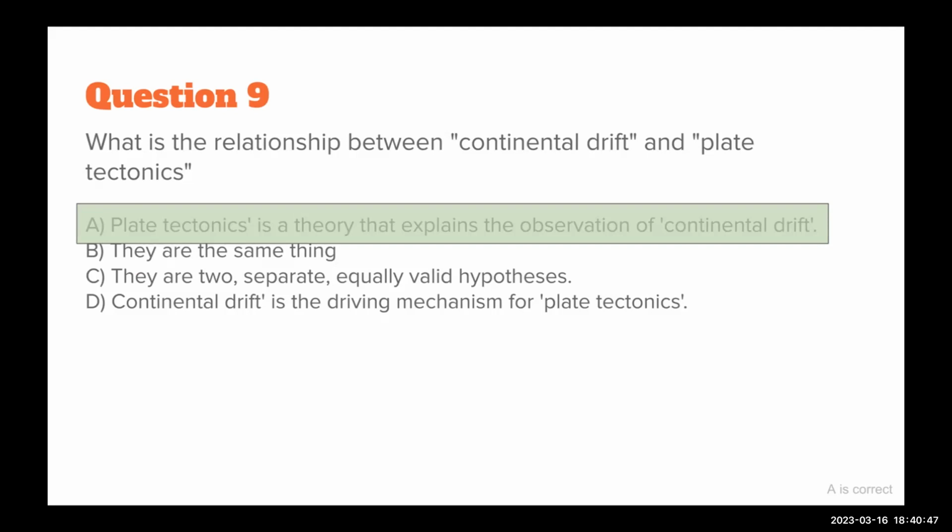Because without plate tectonics, continental drift would to this day still be rejected. But there are two separate, equally valid hypotheses. Note they work together. Continental drift is the driving mechanism for plate tectonics. No, it's kind of the opposite, to be honest.